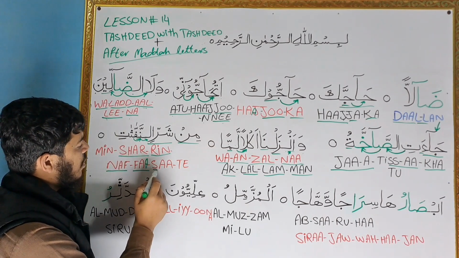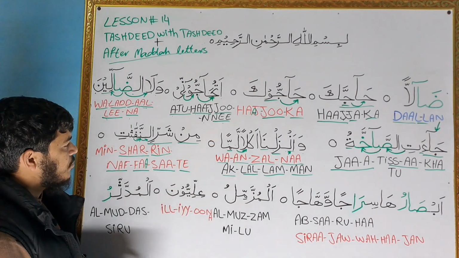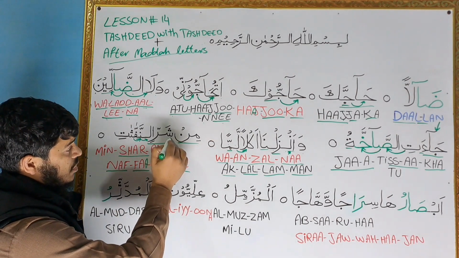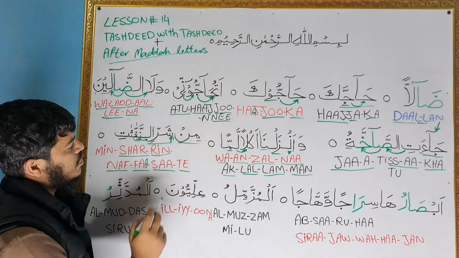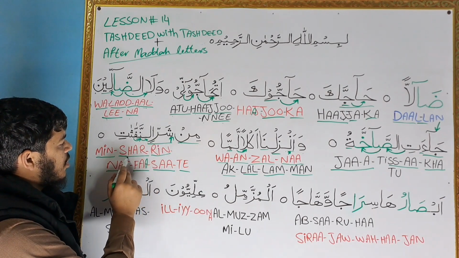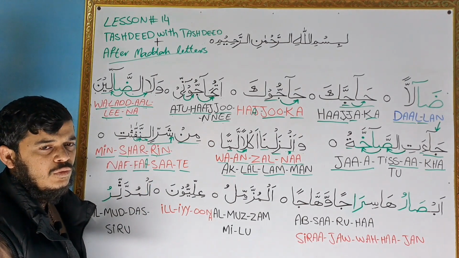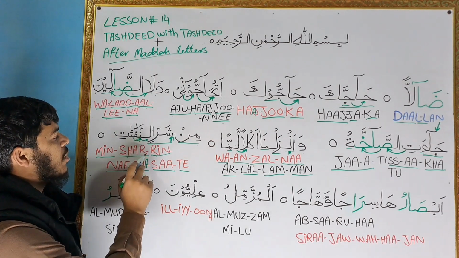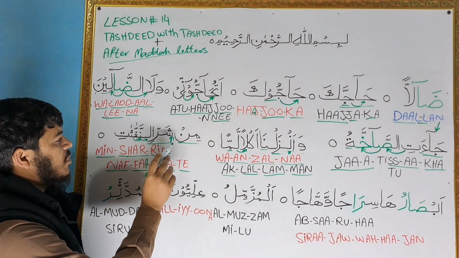Fa standing fatha, fa. Tha standing fatha, tha. Ta kasra, ti. So you see this sheen is out of ikhfa letters. We will do ikhfa sound on this noon. Min sharrin. Noon with tashdid we will do ghunna, and whenever ra comes with kasra we make ra sound light.